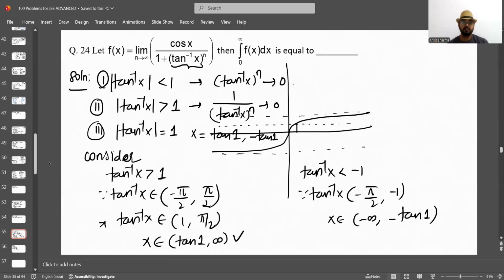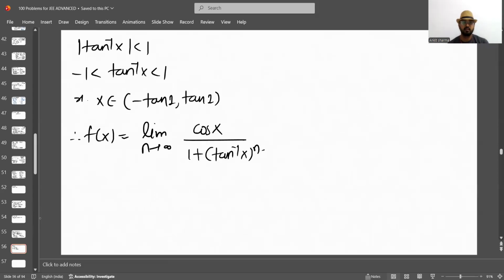Now, if we consider these three things, so for case 1, this is going to give me simply 0. That means I'm going to have here cos x. This will happen when my x belongs to what? Minus tan 1 to tan 1. This is my case 1.